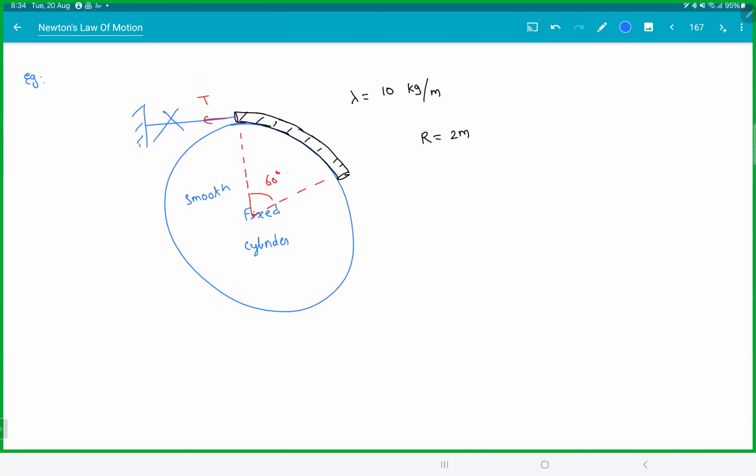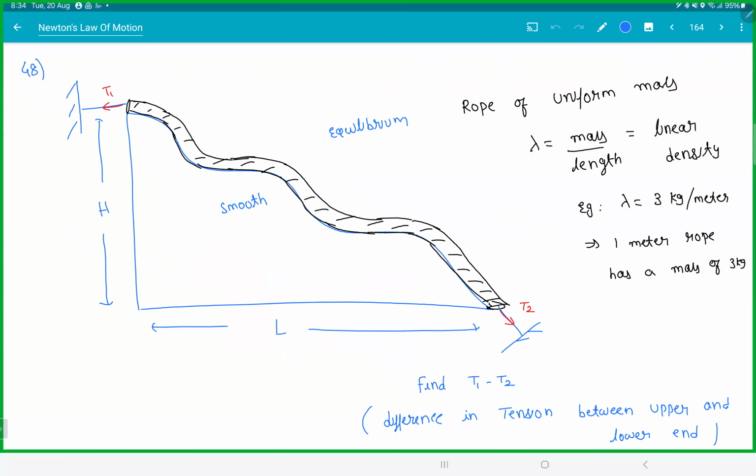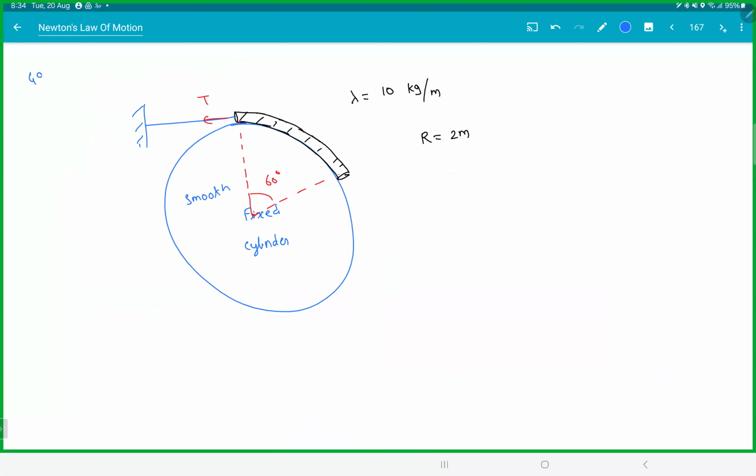Suppose I cut the string, won't this rope simply slide down? If I cut the rope, this will simply slide down, isn't it? We can do this as a question. Find the tension in the rope. Gravity is there, so that rope is simply hanging there. The topmost point is this, the bottommost point is this. So a part of the rope is hanging on the smooth cylinder. You tie it with a rope on the left hand side so that it doesn't fall. Lambda is 10 kg per meter and radius is 2 meters. So using this data, find the tension in the string.